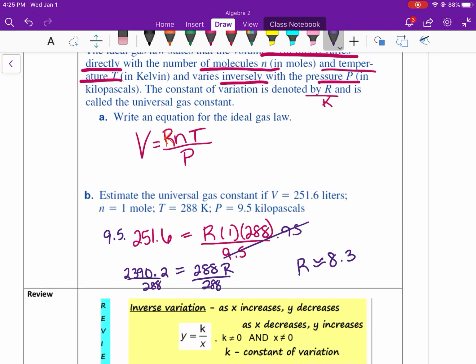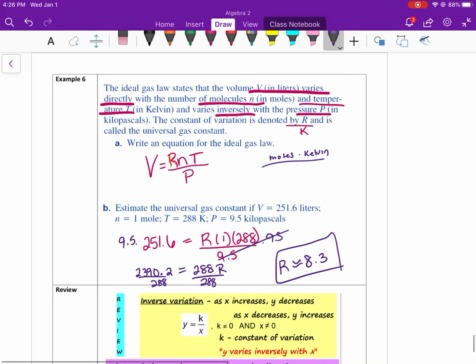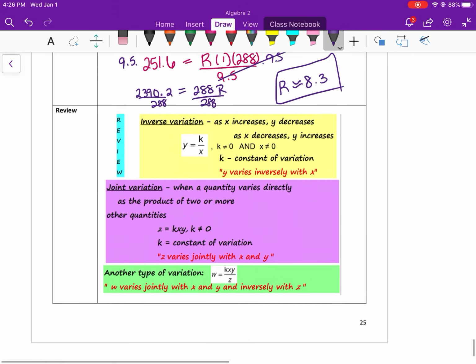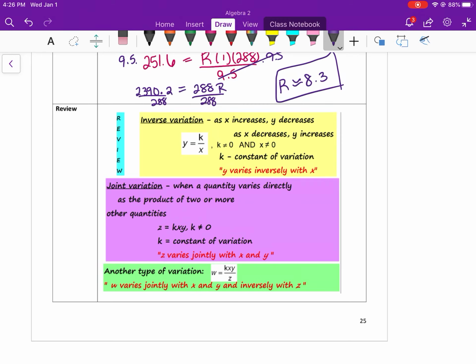I didn't put the units in here, so we had moles times kelvins divided by... I'm not sure what the units would be. I'll have to look into it more. There we go. The R, the universal gas constant, is 8.3. So there's a nice review laid out for you too.